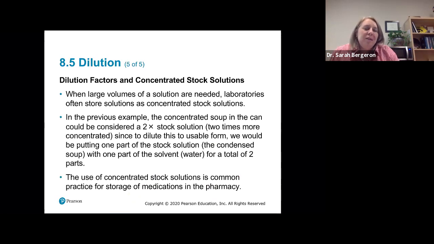A lot of times this happens in a lab when you need a large volume of solution, but it's really hard to store a whole lot of a very dilute substance. So what we do is we store a little bit of the highly concentrated stuff, and then all we do is dilute it to make it the usable form. And so this happens all the time in pharmacies and that kind of stuff. All right, so let's go. Yep, let's go do some problems.